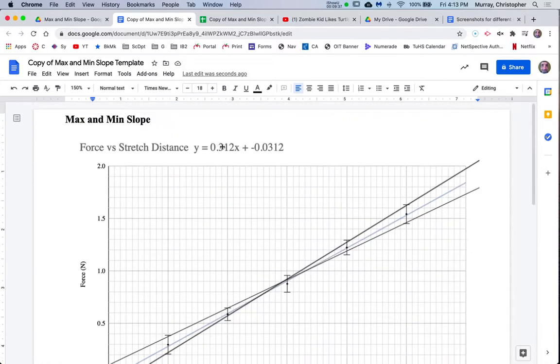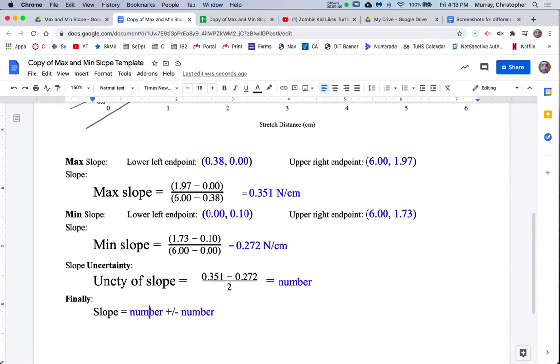So we could do this. Our slope is this value here, the 0.312. And then the uncertainty, when I do this, I get 0.0395, so 0.04, and that is also newtons per centimeter. The uncertainty would have the same units as the slope, right? So what do we do here? I think we say 0.039. There we go. Okay. Does that work?